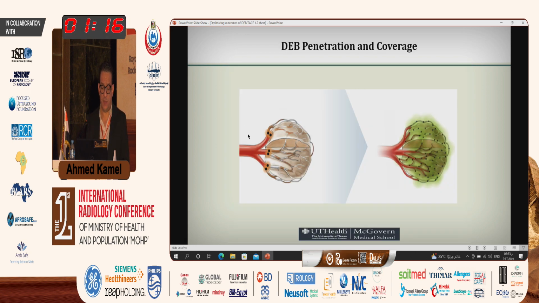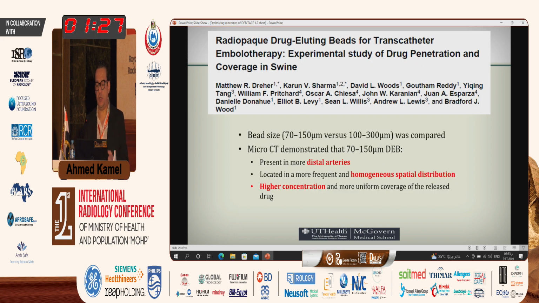If you use large beads, this is where your beads are gonna stop. If you use smaller beads, you're gonna penetrate inside the tumor, and then the release of your chemotherapy will be much better, which is a study that was done actually on guinea pigs, on a swine model, where they compared the small size particles with the large size particles, as you see here.